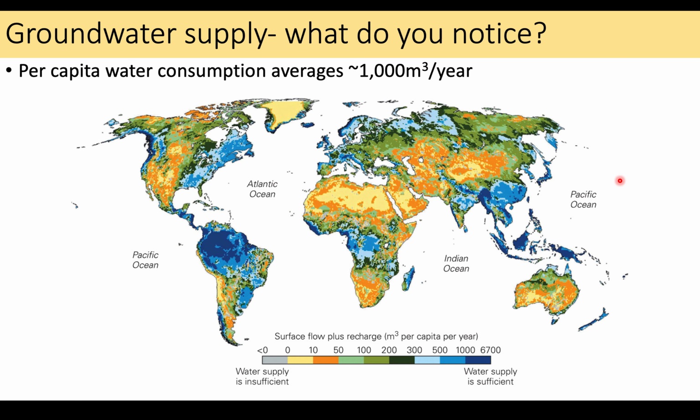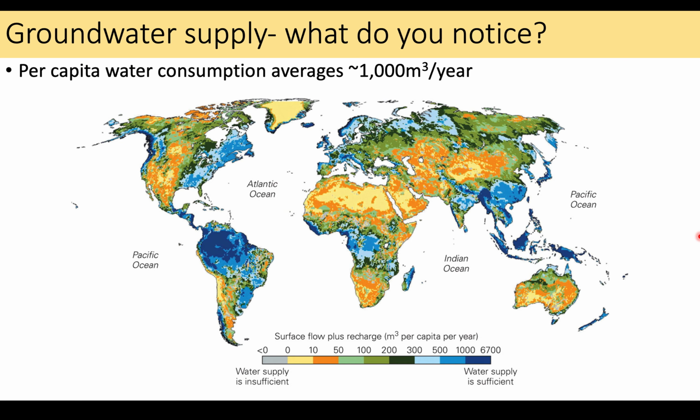Here is a map of our groundwater supply on Earth. So this is per capita water consumption. And here we have an insufficient water supply in gray and yellow and orange, and a sufficient water supply in the blue colors. So if you look at this map, you should notice that it's not the same all over the Earth. So we don't have the same amount of groundwater availability over the Earth.